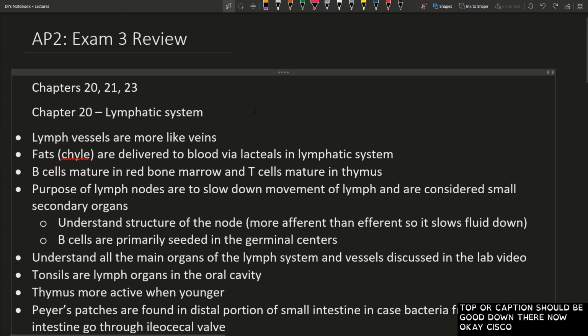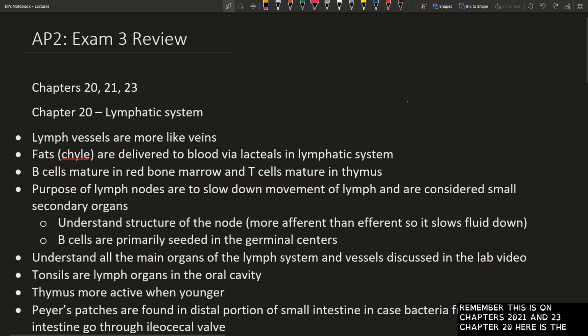Okay, so let's go through it. Remember, this is on chapters 20, 21, and 23. Chapter 20 here is the lymphatic system. Chapter 21 is the immune, and chapter 23 is the digestive system. So not as many chapters as previous exams, but still requires a good amount of studying.